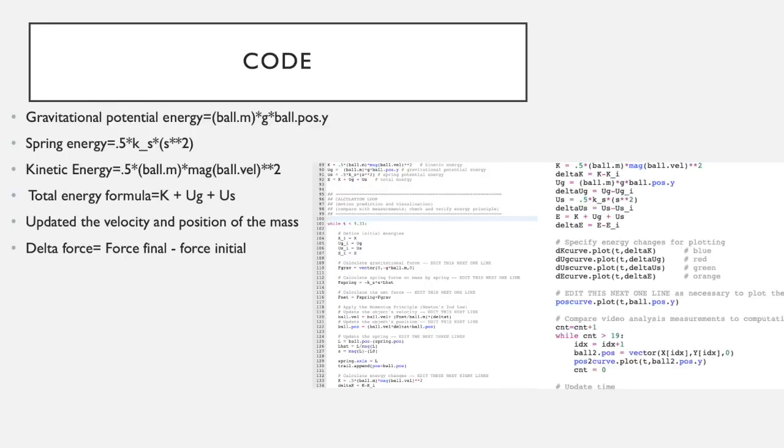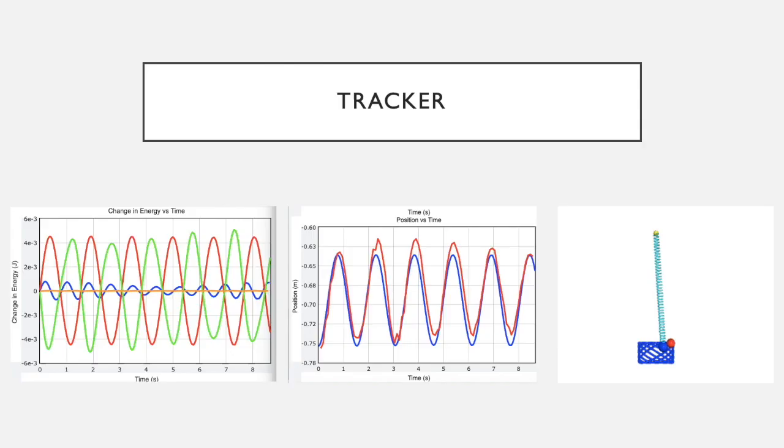Next, the gravitational and spring potential energies were set with their corresponding formulas. The kinetic energy was also set to equal 1/2 mass times velocity squared. Their energies were summed to equal the total energy. Next, the velocity and the position of the mass had to be updated, and the change in each force was set to equal the final force minus the initial force.